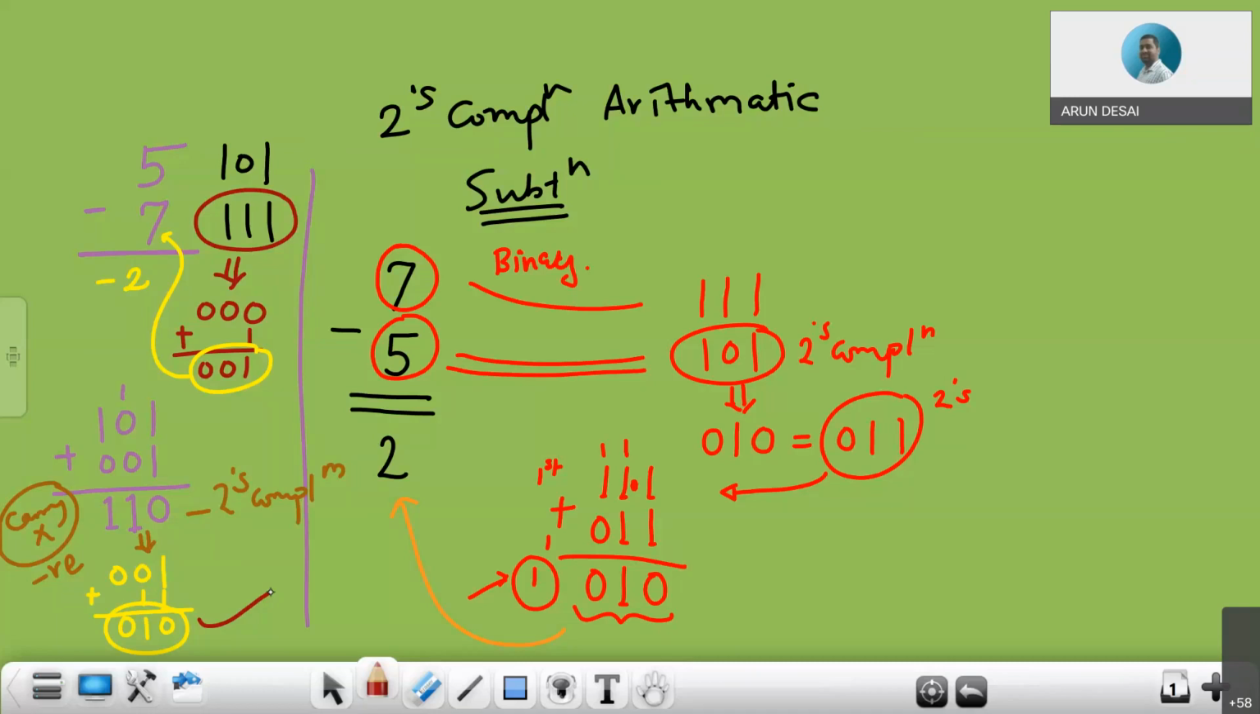Now convert this number into its equivalent decimal and give a negative sign to that number, since it is a negative number because carry is not generated, right? So this is how you can do two's complement arithmetic. Till now it's clear.